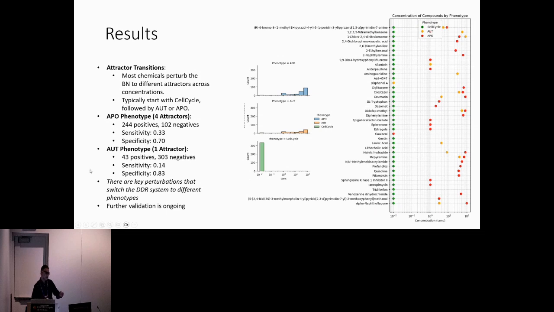And so what is our performance if you were to go back and compare it with the real data? Sensitivity is awful, but specificity is really high. Why is the sensitivity bad? Probably because the knowledge that we used over here is general knowledge about cells, various cells integrated into one place, and not really specific to HepRG cells, right? So clearly what we're seeing is that there are key perturbations that switch the DNA damage response system to different phenotypes. At least that's the result we're finding, and we're doing further validation of this.